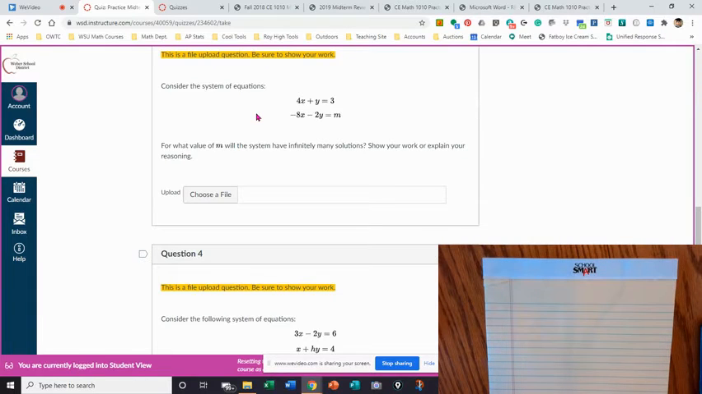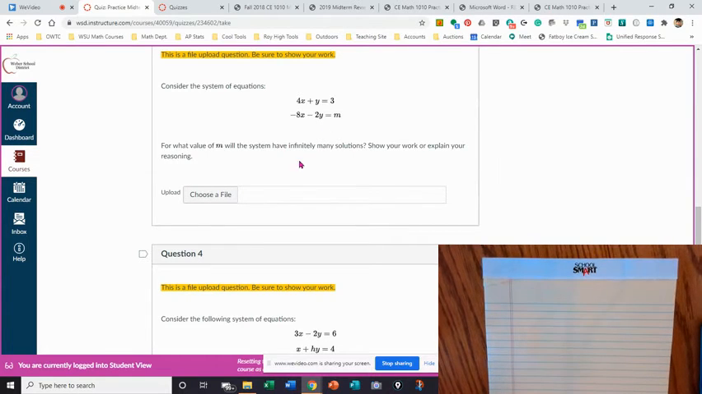Where infinitely many, that tells us that those equations will cancel each other out completely. Now, I look at this and I see 4 and negative 8, 3 and 1 and negative 2. These are both multiplied by negative 2, right? 4 times negative 2 makes negative 8. 1 times negative 2 makes negative 2. 3 times negative 2 makes negative 6. So I would just say m equals negative 6 because the second equation is negative 2 times the first. So 3 times negative 2 is negative 6. And so then those equations would eliminate each other, and I'd end up getting 0 equals 0.